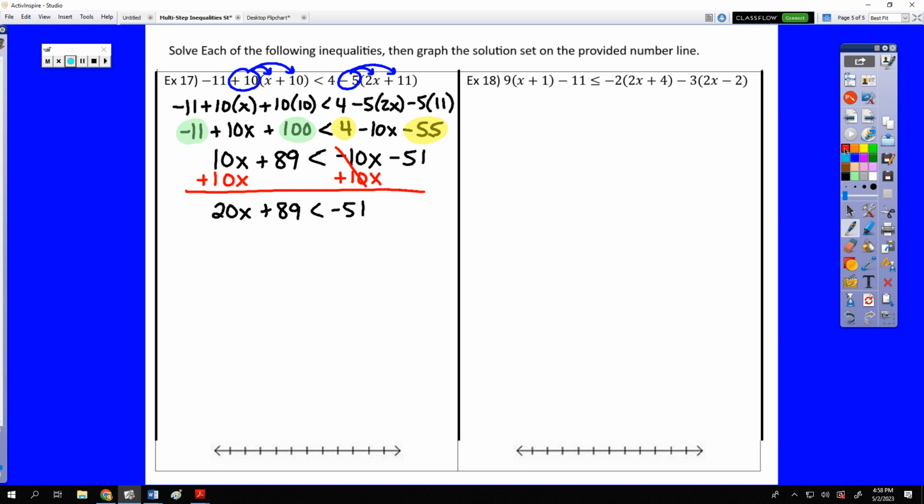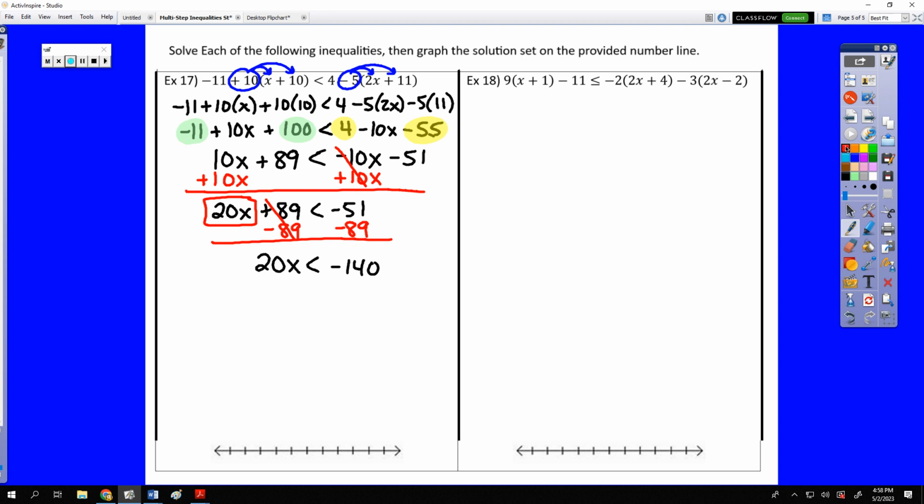Then, to continue to isolate the x, we need to get rid of plus 89, which means we need to subtract 89 from each side of the equation. This would give us 20x is less than negative 140. Negative 51 minus 89 is negative 140. That takes care of the isolate step.